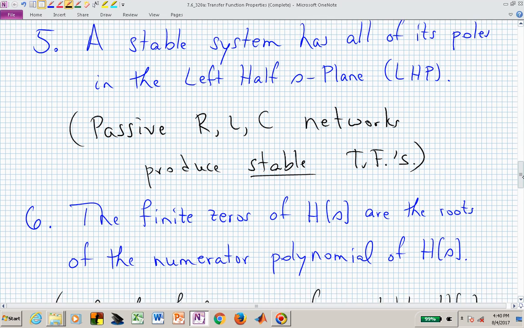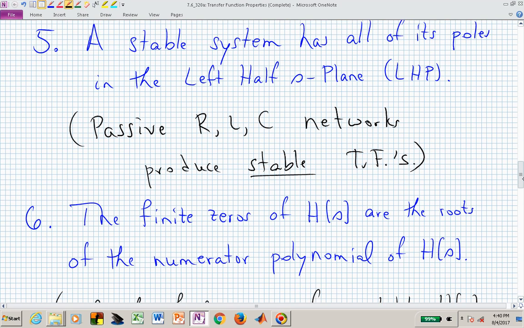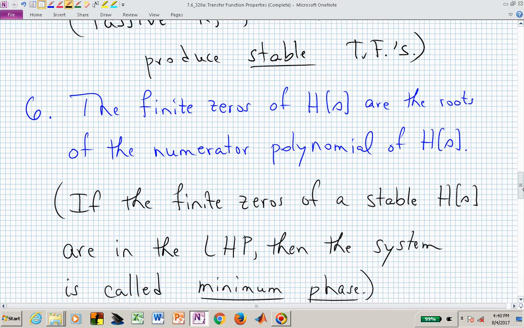We've now talked about poles. Let's talk about zeros. The finite zeros of a transfer function are the roots of the numerator polynomial of that system, or transfer function, H(s). The finite zeros are the finite values of s that cause H(s) to vanish, or equal 0.